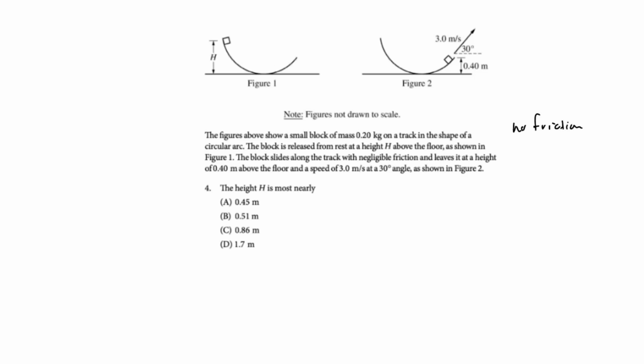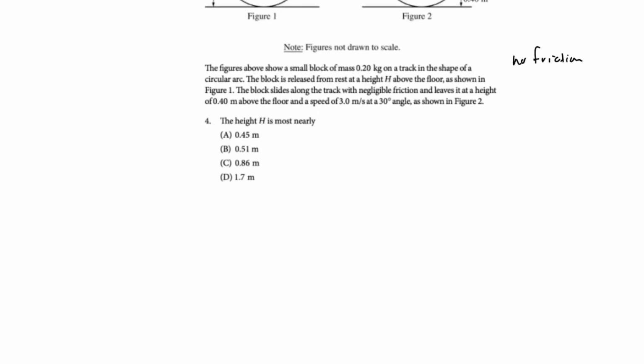And it leaves at a height of 0.40 meters above the floor and at a speed of 3.0 meters per second at a 30-degree angle as shown in figure 2. So this is just this part, the launch part. So it's asking the height h is most nearly. So to do this, we need to develop an equation here.